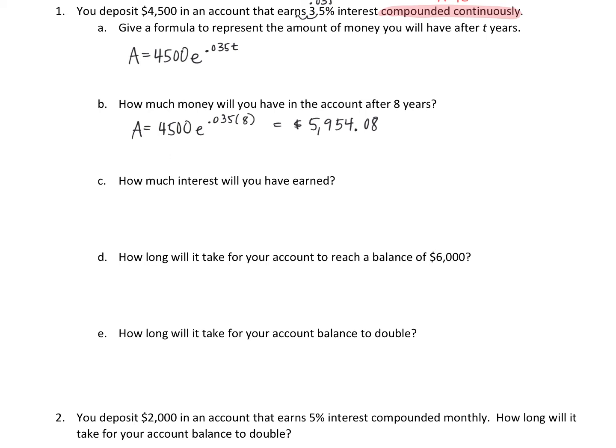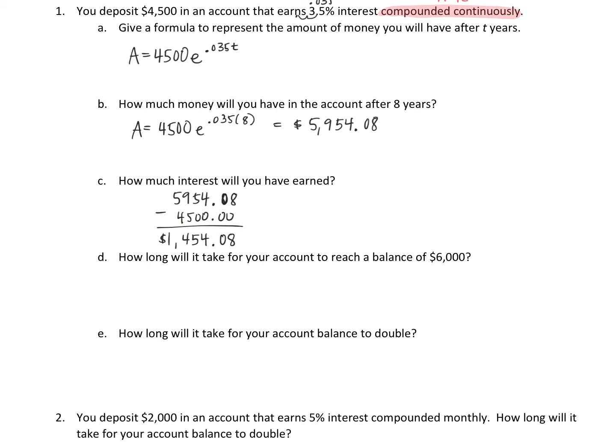Part C is how much interest will you have earned. So you have the amount in the account at the end of 8 years, and you know how much you deposited, so you simply subtract those to find the amount of interest that you earned. Okay, so minus 4,500, I get $1,454.08.